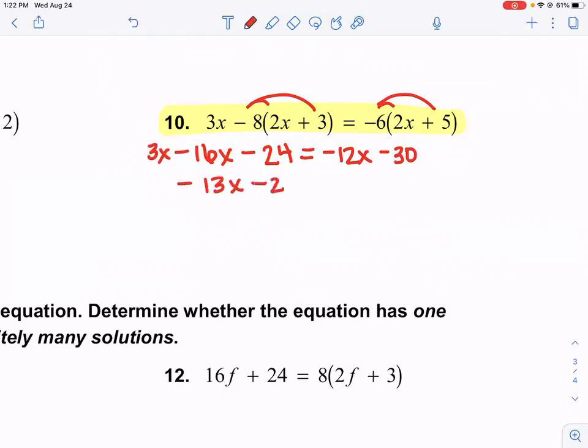Negative 13x. Well, we have 3x minus 16x. So now, I really like this. I see that I have a minus 13x on the left side, a minus 12x on the right side. So I think I'm going to add 13x to both sides because that's going to alleviate one step for us. Because look, I have 1x minus 30.